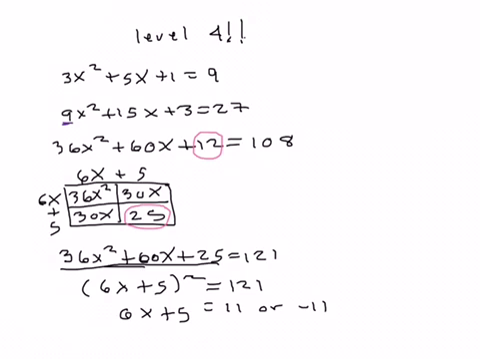Instead, we ask, what did we have to multiply by? We multiplied by 3. So whatever turns that first coefficient into a perfect square, you have to multiply your entire equation by that. In this case, we multiplied by 3, so we had to multiply everything by 3.